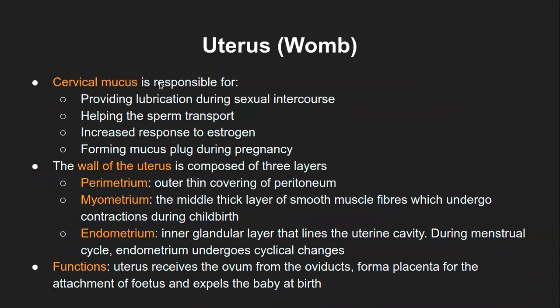Cervical mucus is responsible for providing lubrication during sexual intercourse, helping the transport of the sperm. Now, again, in the last class, we had looked at the movement of the vaginal structure as well as the cervical structure, so that the contraction and relaxation will happen, and the movement of the sperm happens towards the uterus or towards the fallopian tube through the cervical canal, and that's where the mucus will be helpful.